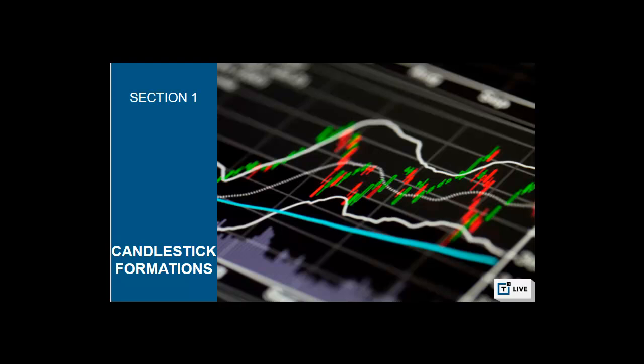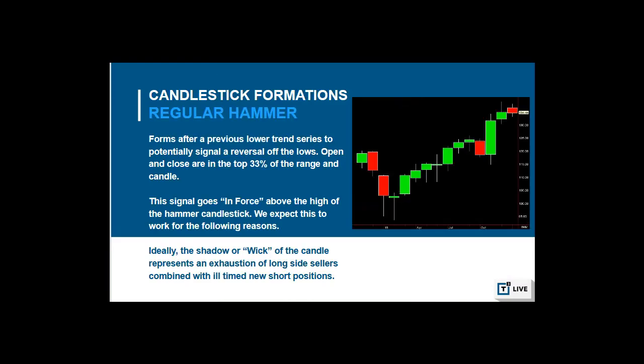Section 1, candlestick formations. The regular hammer. It forms after a previous lower trend series to potentially signal a reversal off the lows. Open and close are in the top 33% of the range of the candle. This signal goes in force or triggers above the high of the hammer candlestick.